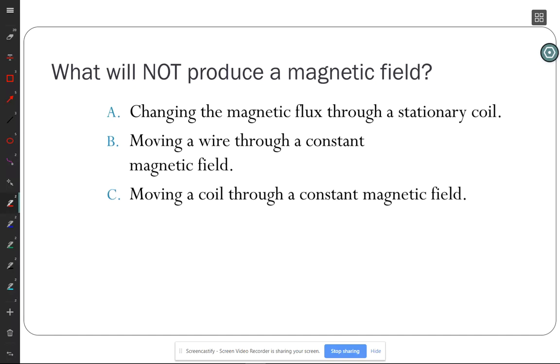So it's going to induce a magnetic field because if we induce a current in that coil, that induced current is going to induce a magnetic field. And so if you change the magnetic flux, according to Faraday's law of induction, you're going to then induce a current, which then produces a magnetic field to oppose the change. Okay, moving a wire through a constant magnetic field.